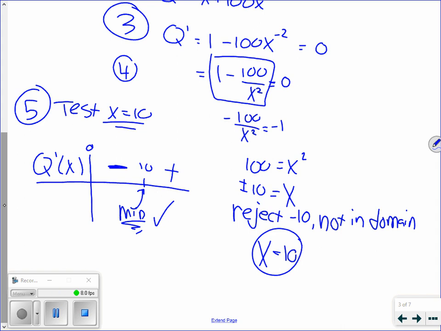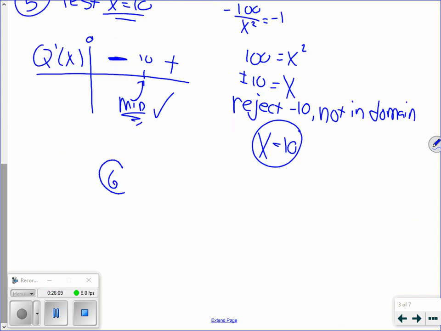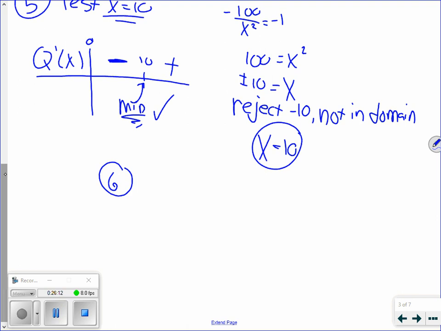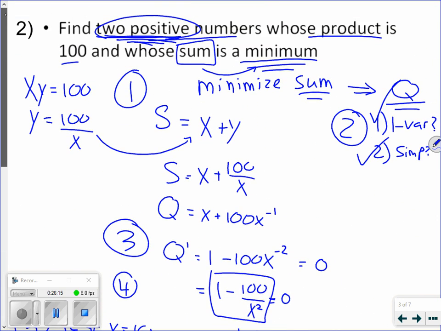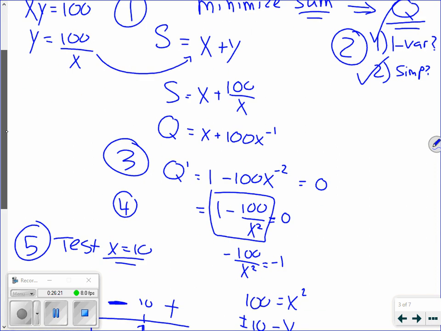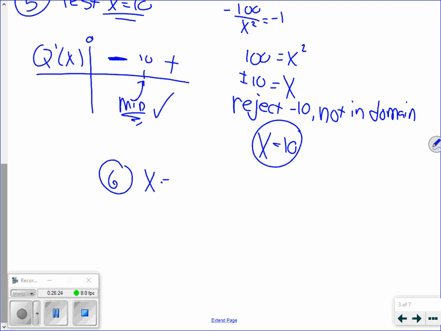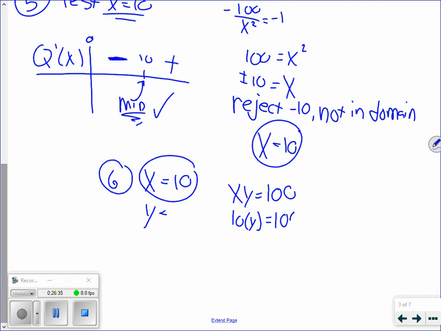And then step 6, my final step, is to just answer the question. So we know that x equals 10 is that value that gives me the minimum sum. And it just says find two positive numbers. So we got that x equals 10. Now all we got to do is figure out what y equals. Well, since we know that the condition is that the product equals 100, we can easily solve for y, right? So there you go. X equals 10, y equals 10 are our values here.